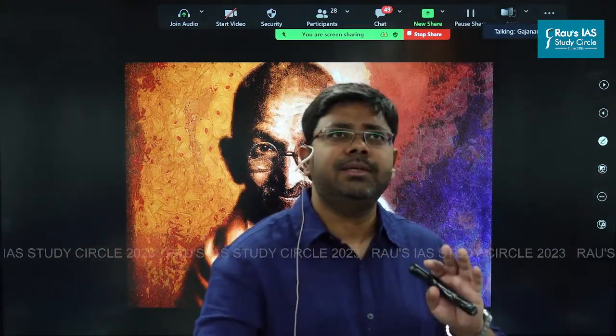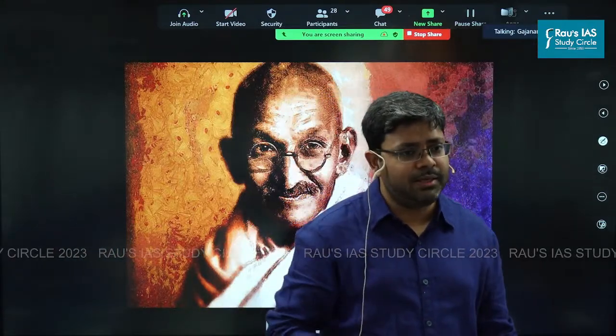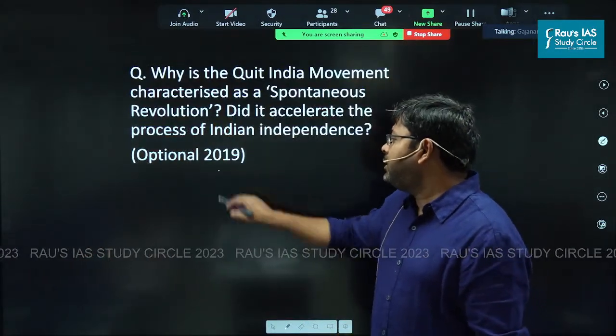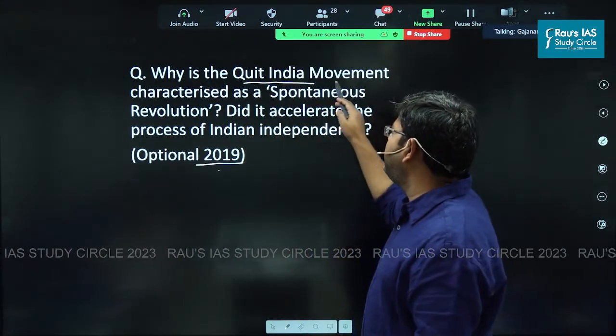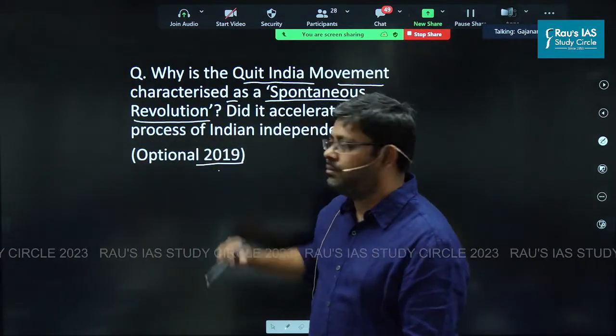Gandhian politics would be a major theme. 100% will agree with that. A question I'll show you. The question is from UPSC History Optional. Why is the Quit India movement characterized as a spontaneous revolution?